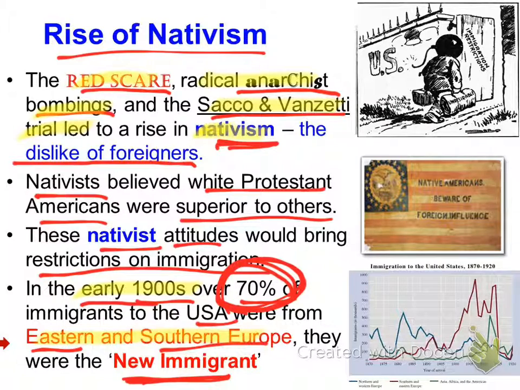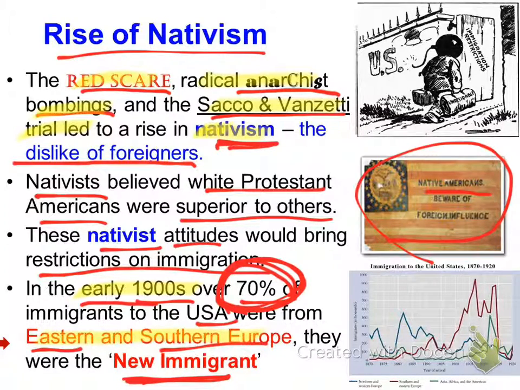Now, this middle picture here, this flag, I like it for a couple of reasons. First off, as we take a quick look at it, it reads, Native Americans, be aware of foreign influence. Now, of course, Native Americans is a term that we use today to refer to what we used to call Indians. They're not native, of course. They migrated here just as everybody has. They're not indigenous here. They came across the land bridge from Asia some 40, 50,000 years ago. But at the time that we're discussing, the 1920s, we called them Indians. Today, we often refer to them as Native Americans.